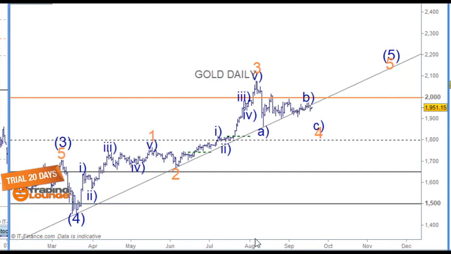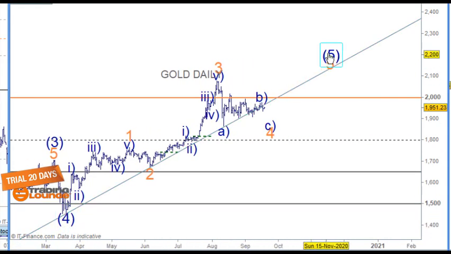And on the daily chart from wave 4 down here to wave 5 up here, we're looking for those 5 waves. So we've got 1, 2, 3, 4, 5 for 1 and 2, and 1, 2, 3, 4, 5 for 3 here.